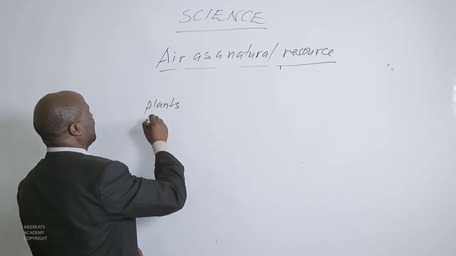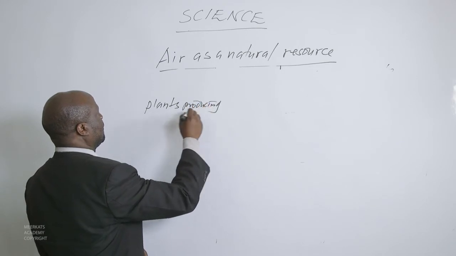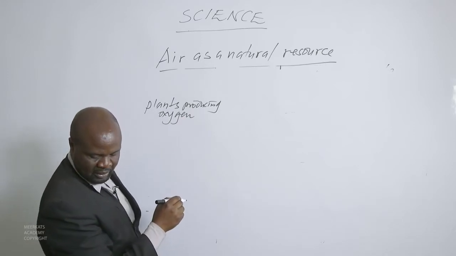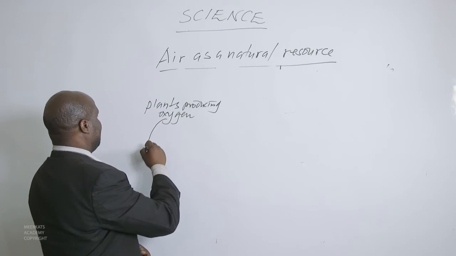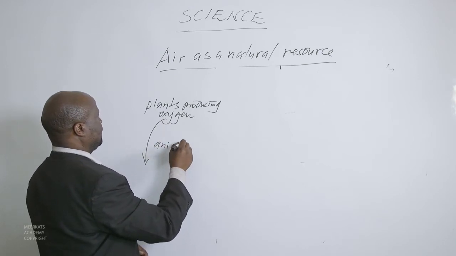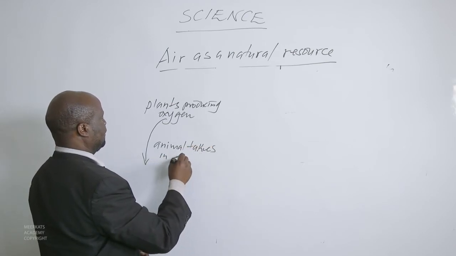a symbol diagram of plants producing oxygen, then an arrow, and animals taking in oxygen.